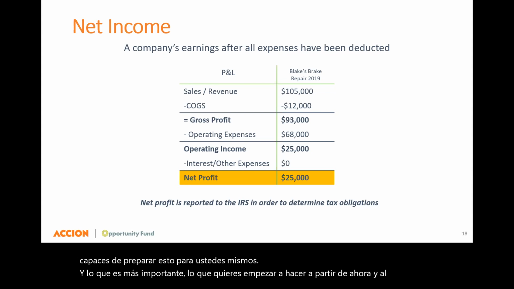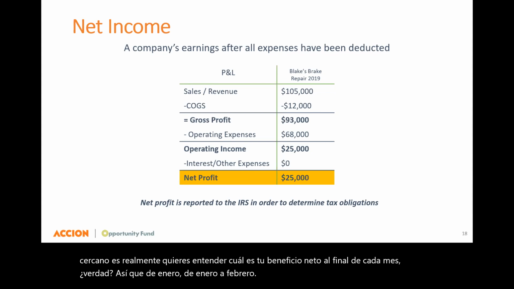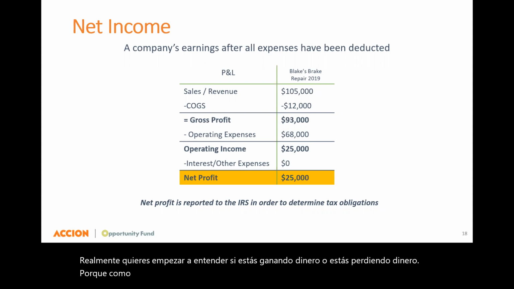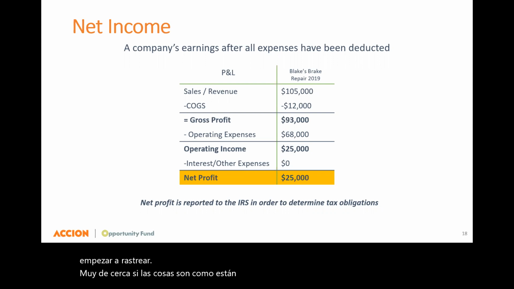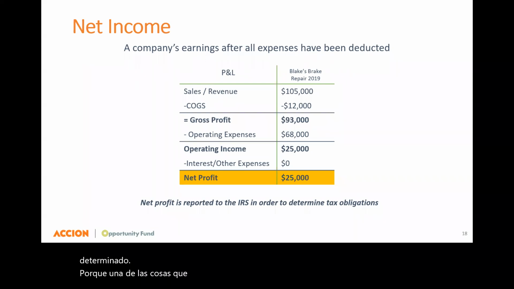is understand what your net profit is at the end of every single month. From January to February, you really want to start understanding whether you're making money or losing money. Because as a business owner, you want to start tracking really closely how things are changing over a given period of time. One of the things that a lot of business owners tend to do is they get really stuck in their business.